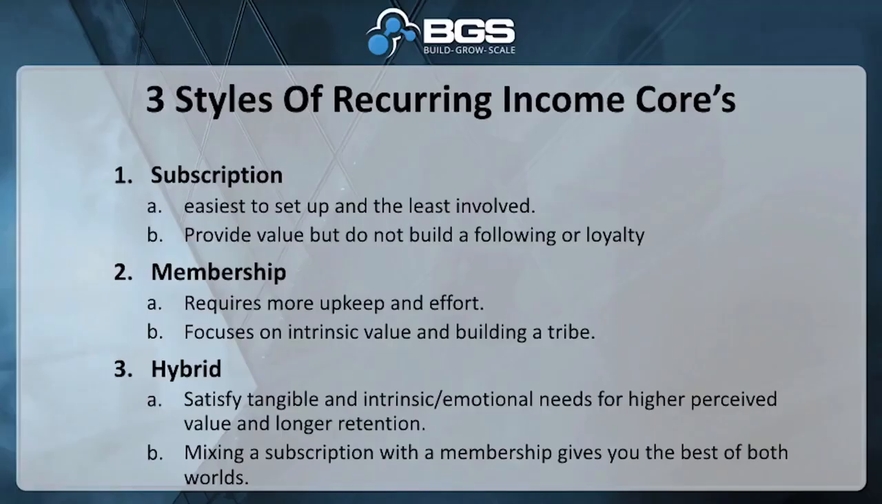So there's three main styles of recurring income cores that these are going to fit into, okay? Number one is the subscription. This is the easiest to do. It's the least involved, okay? Because it's like, hey, you need pills. You're going to run out of pills. I'm going to give you pills every month. Very basic. There's no customer involvement there, really. It's a tit for tat type thing, right? It provides value, but it does not build a following or build loyalty, unless your product demonstrates that, like, hey, my life improved because I took this pill, and they become an evangelist that way. But it actually does not build a following or any kind of tribe or customer loyalty.